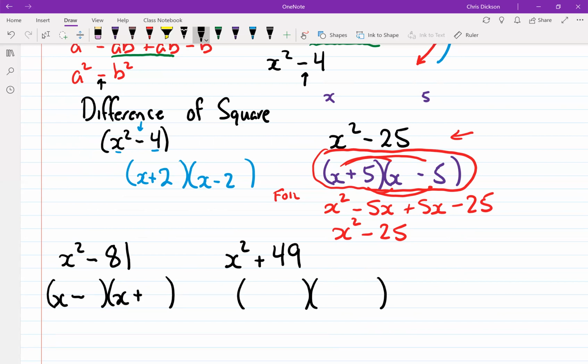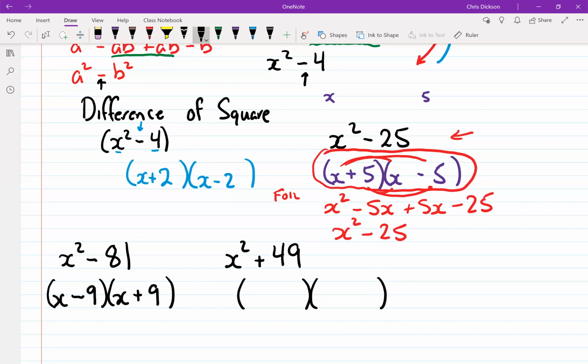You can do plus and minus or minus and plus, but the key is they have to be opposite to each other. And then the square root of 81 is 9. So minus 9 here and plus 9 here. Now, 49 is a perfect square. Square root of 49 is 7, and x is a perfect square, which square root of x squared is x.